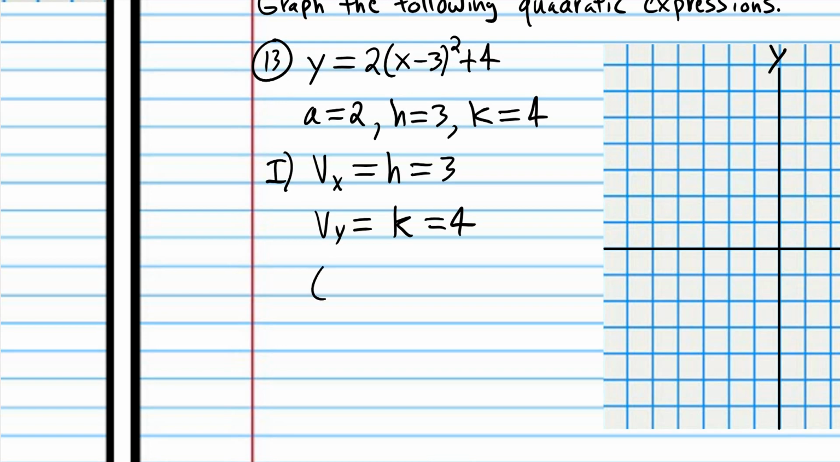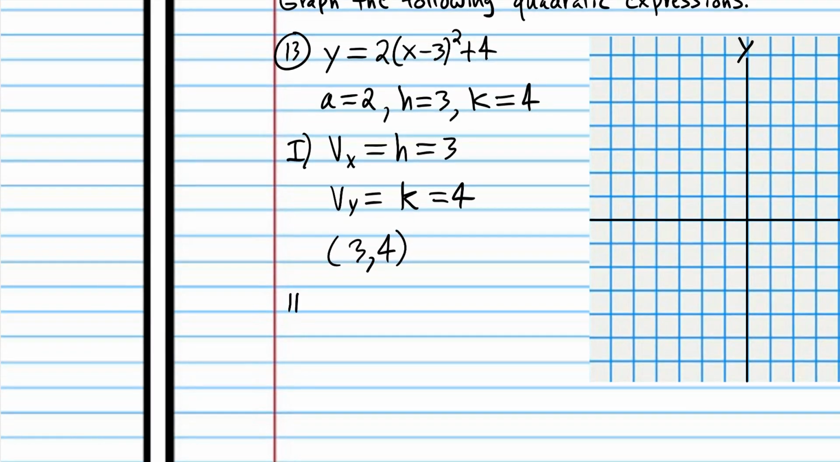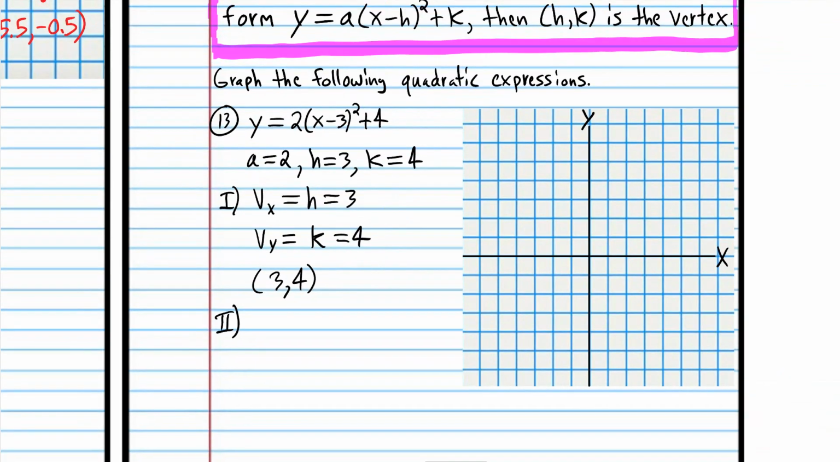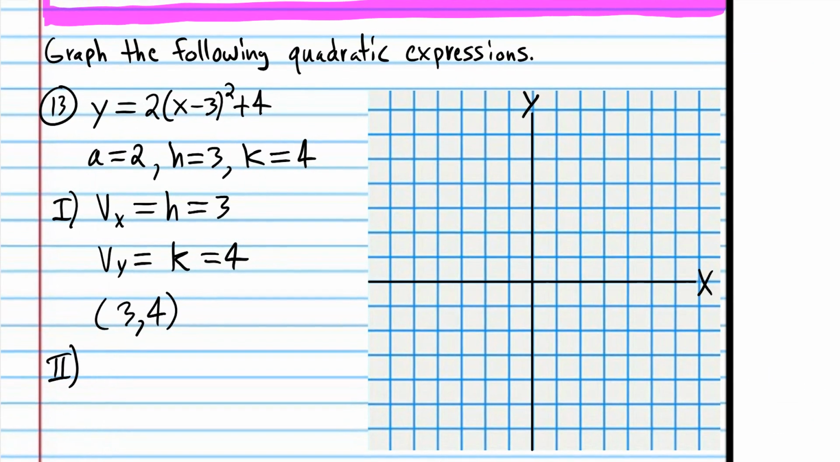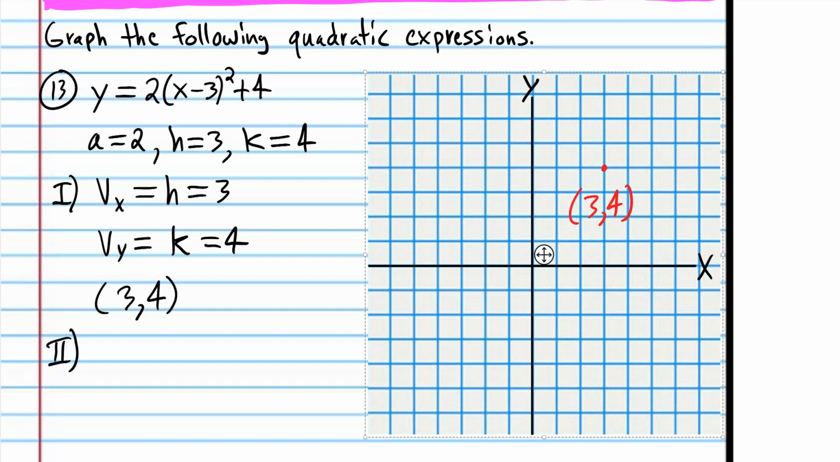And so the vertex, we don't really have to do any calculations. We know the vertex is 3, 4. So that's why this is the easiest form to use to graph. So let's go ahead and plot that. And that's there. And we know that it opens upward. The reason we know it opens upward is because this constant here is positive.